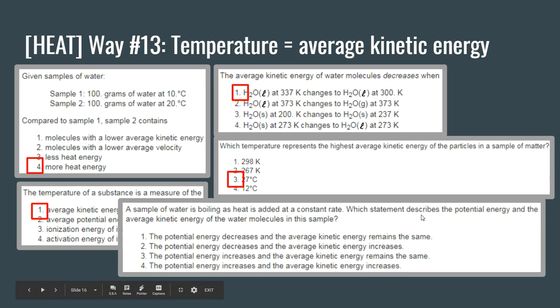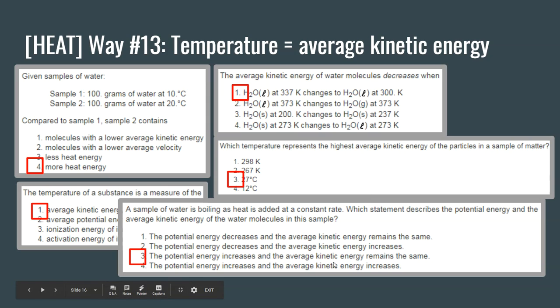But it does tell you that this boiling sample of water has heat being added to it. It takes energy to convert that liquid into a gas. So what that means is the molecules need to absorb heat energy in order to convert to a gas. Therefore, we should expect its potential energy to increase. So the answer choice has to be 3.